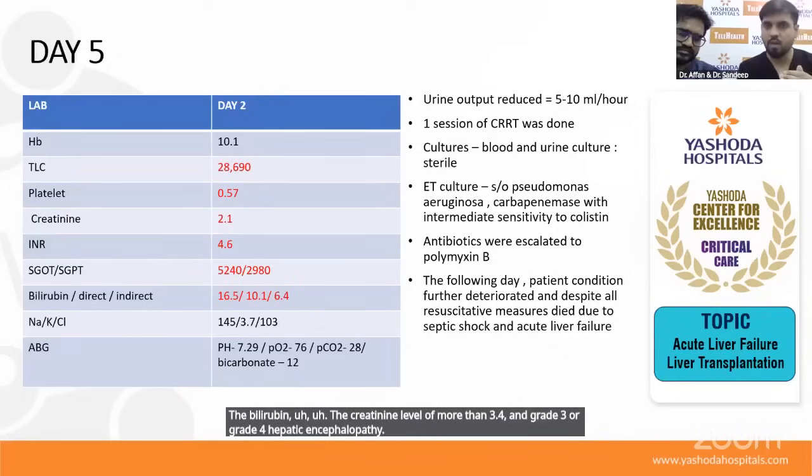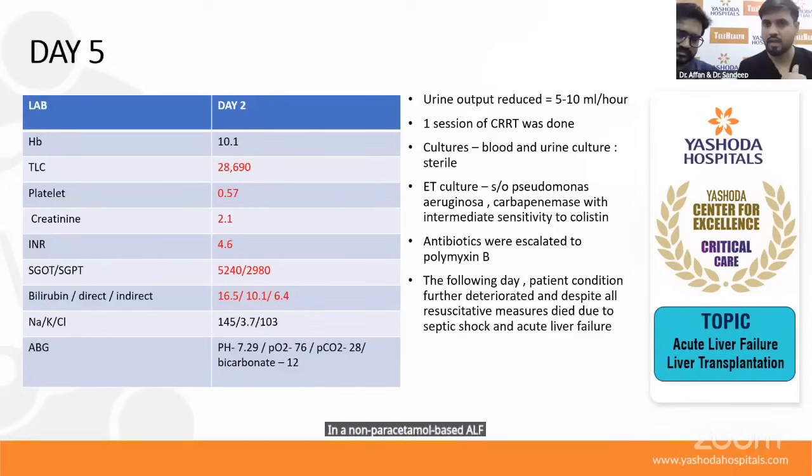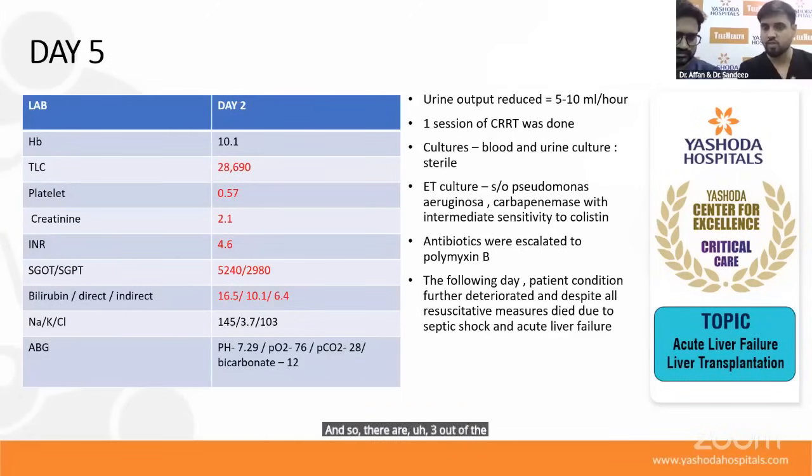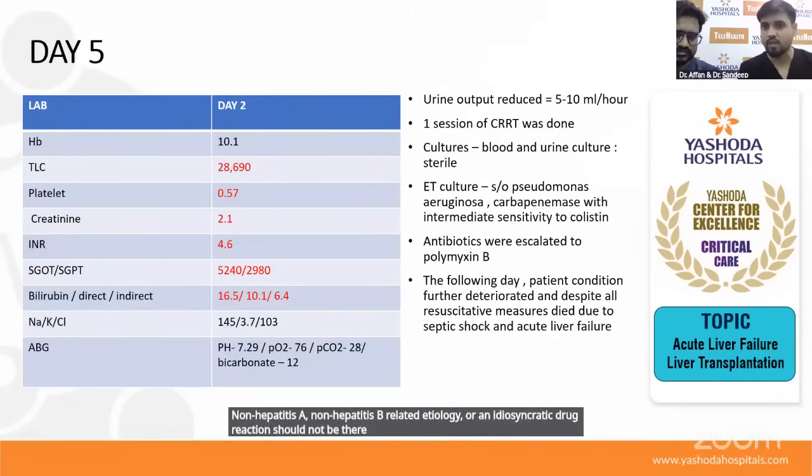In a non-paracetamol based ALF case, the criteria are again different. This mainly chooses INR as the main factor for a liver transplant. If the INR is more than 6.5, it indicates an absolute indication for liver transplant. Else, 3 out of the 5 criteria should be present: age less than 10 or more than 40 years, non-hepatitis A, non-hepatitis B related etiology, or an idiosyncratic drug reaction as the cause of the acute liver failure.